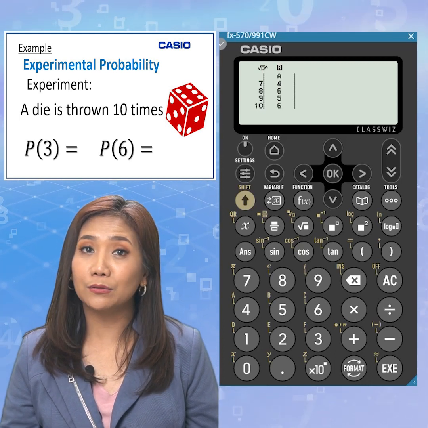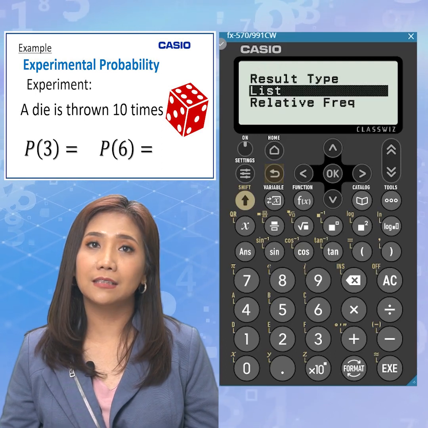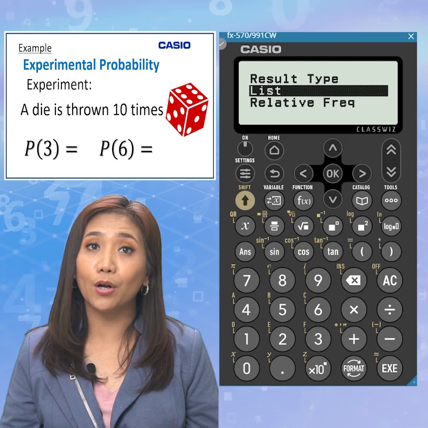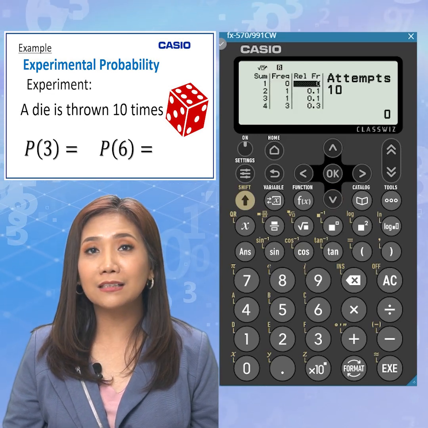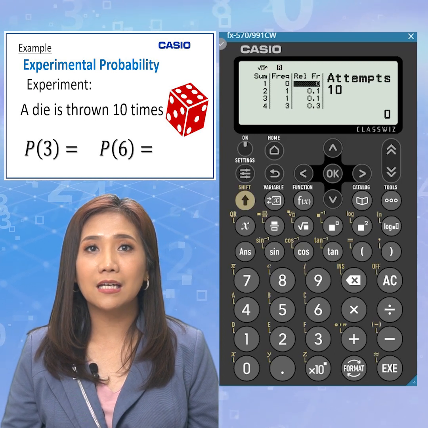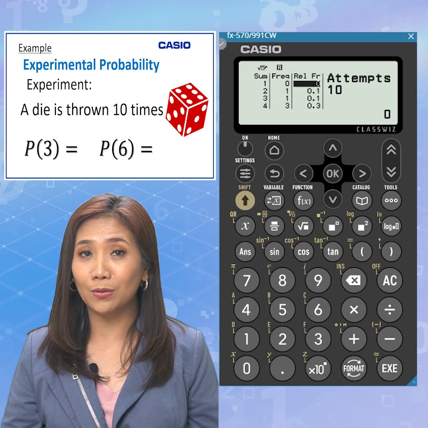This time, let's look at the relative frequency. So we click on the back button, and we're back on list and relative frequency. We click on arrow down, and the relative frequency will appear on the screen, which also tells us the probability based on the experiment generated in our 991 ClassWiz.